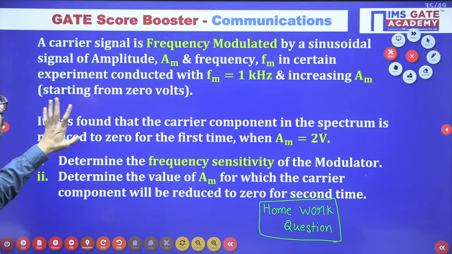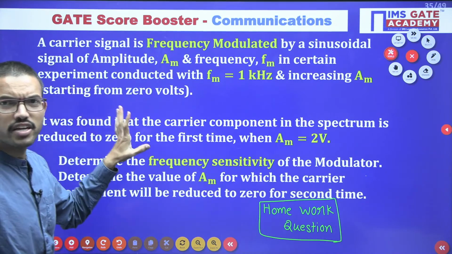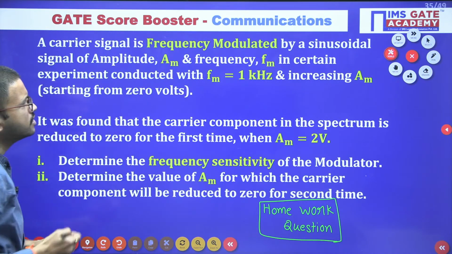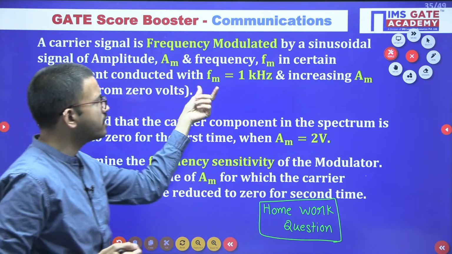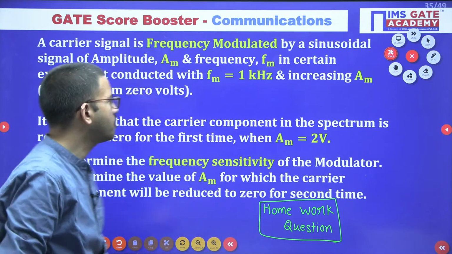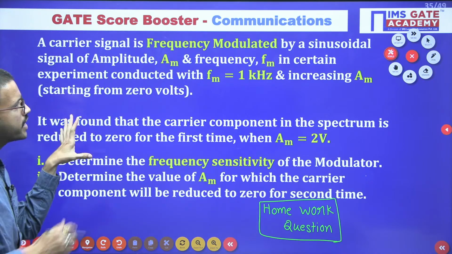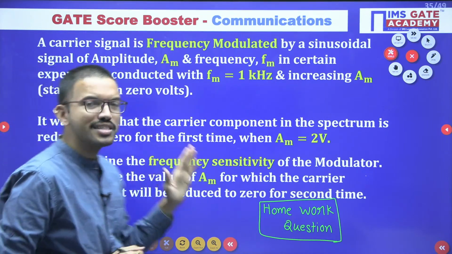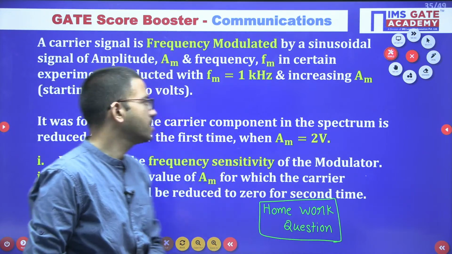So in this question, here I am just giving a hint, okay. Here the question is regarding frequency modulation. You have the message signal and carrier signal, but in this question, they have kept the frequency of the message signal as 1 kHz, but they are varying the amplitude of the message signal, starting from 0 volts. So regarding wideband FM, in a few cases at the carrier frequency you will get the signal strength as 0, right?